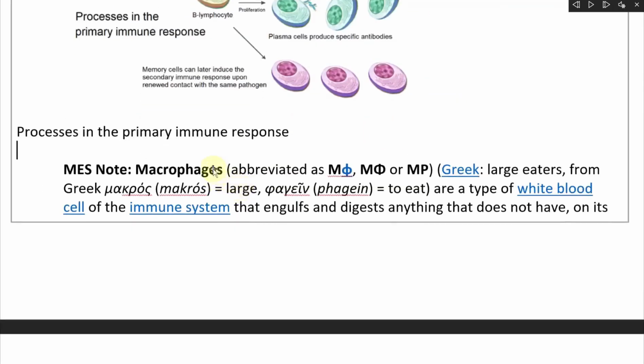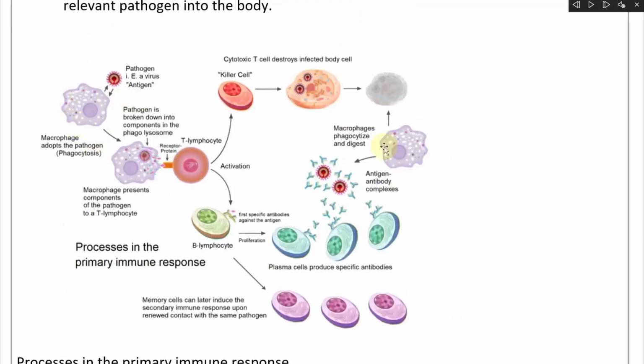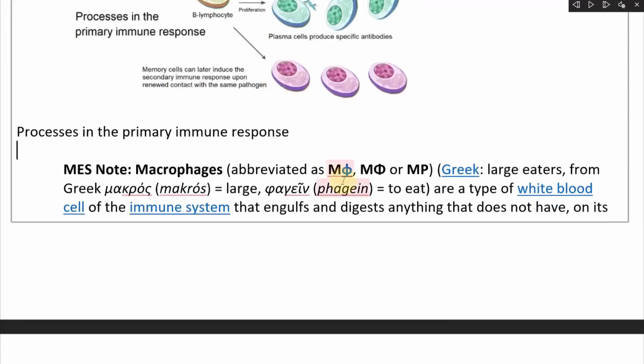So now macrophages, these ones right here. The primary role is abbreviated M and then this Greek letter there. Let me hover over it. That is phi. So Greek M phi, or capital phi. Macrophages means large eaters, from Greek macros equals large, and phagein, which means to eat. Let me see the pronunciation here.